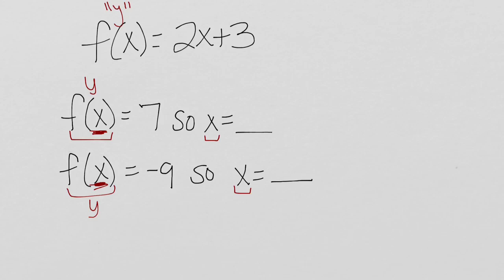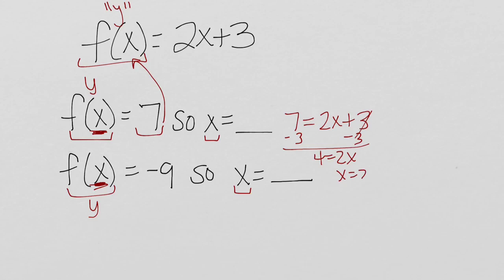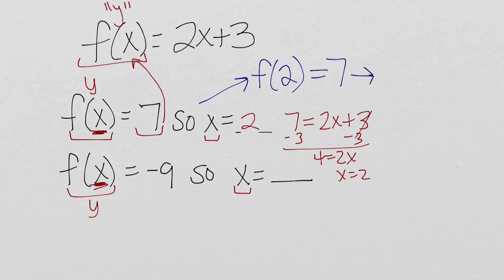They want you to plug this 7 in for this whole thing, f of x, not just x. So we're going to say 7 equals 2x plus 3. That's our y. And then you're going to go solve this. So like minus 3 like we've been doing for a while now. 4 equals 2x, so x equals 2 when you divide. So x equals 2 when f of x is 7. So if we wanted to put this stuff in context, we could say f of 2 now. We just found our x value. f of 2 would give me 7. So my input-output pair would be 2, 7.